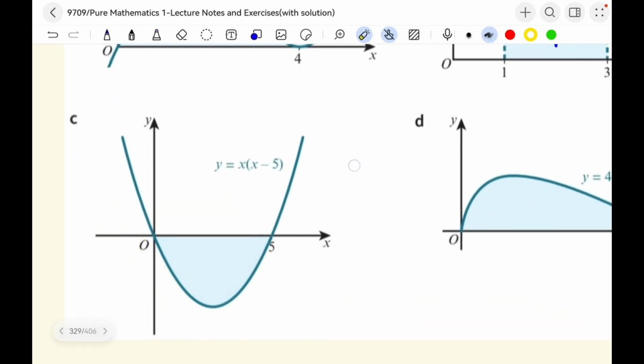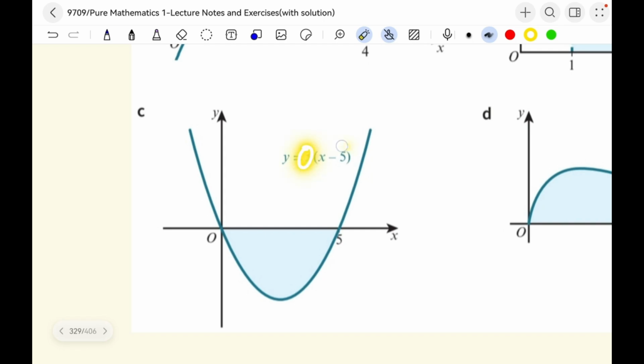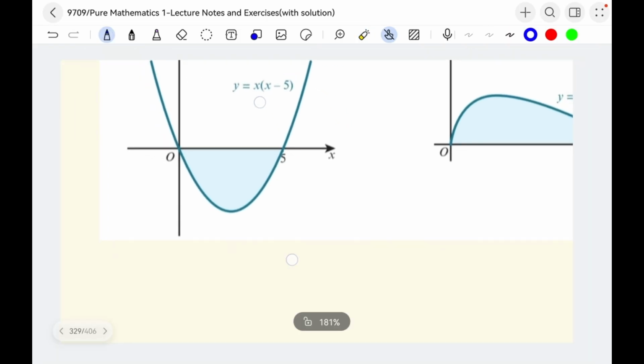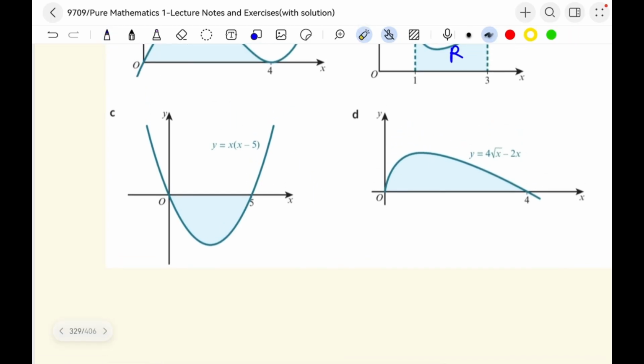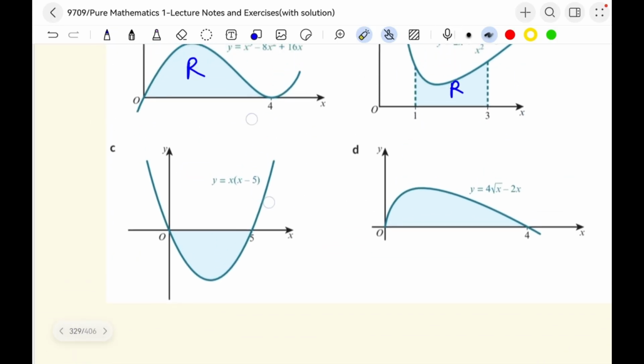Okay, y equals x times x minus 5. So usually for this in your syllabus, you are going to expand the inside in order to integrate it easily. And you are not encouraged to use the A2 syllabus, which is integration by parts. You will learn that in A2. Please follow my subsequent videos.